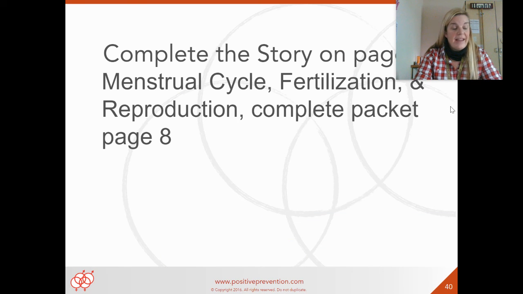All right, so that is an overview of the female reproductive system and the menstrual cycle. What I would like you to do is take all of this information that we've covered, turn to page 8 in your packet, and see if you can complete the story on page 8 that covers the menstrual cycle, fertilization, and reproduction. You're given a word bank at the top of the page, so try to complete this on your own, and we will review this when we get back together in class.